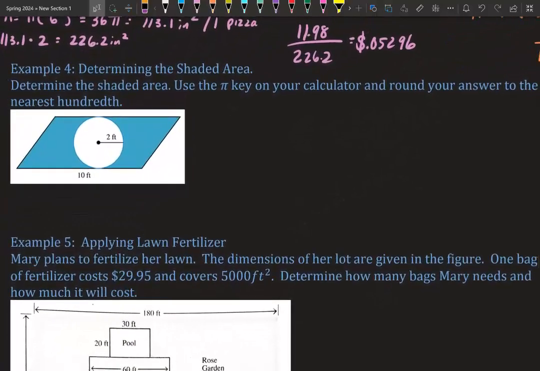All right, determining the shaded area. Determine the shaded area, use the pi key on your calculator, and round your answer to the nearest hundredth. So we have two shapes. Our first shape is a parallelogram, and our second shape is a circle.